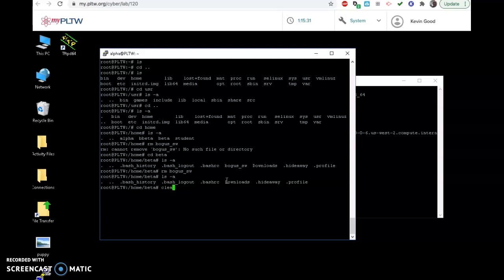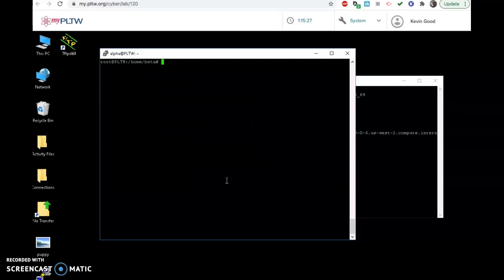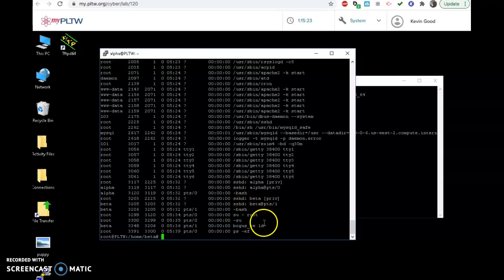The other thing I want to do is, now that I found it and deleted the file, I want to ps -ef again and see how it's still running. Now when you kill it, it'll be gone for good. So I'm going to go ahead and kill, and the thing is 3348.